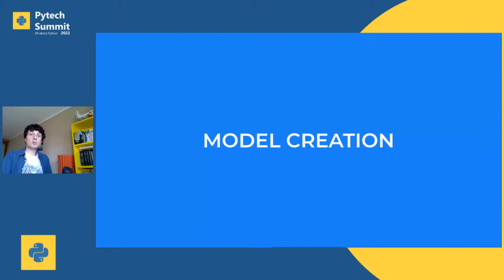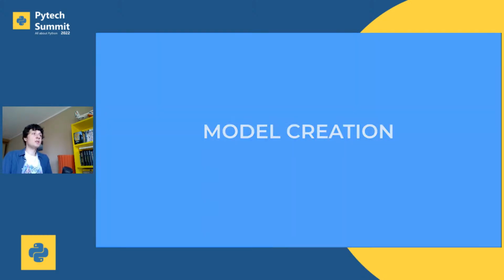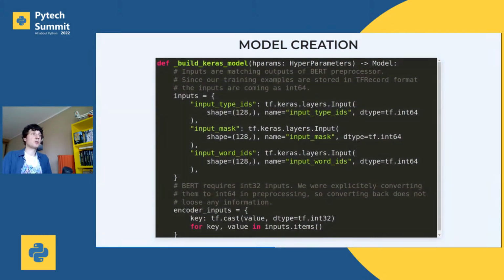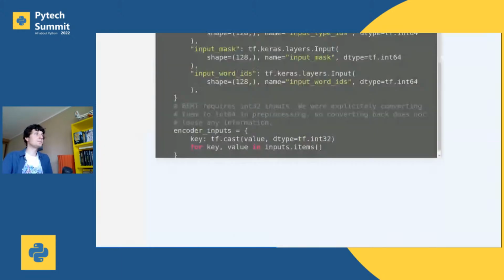Then we can proceed to the model creation. And this is very much Keras code. There's nothing here that will probably surprise you. We construct the inputs. The inputs are the same outputs we got from the BERT preprocessor with 64-bit integers, which we then have to cast back into 32-bit integers because that's what the BERT model expects.